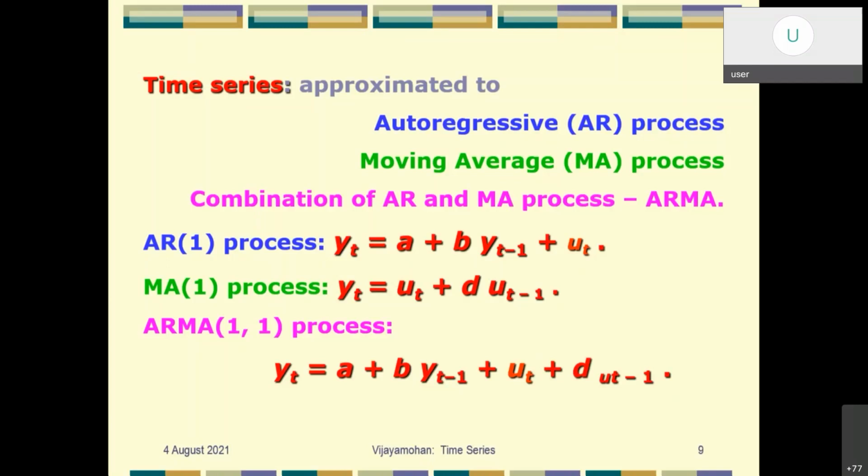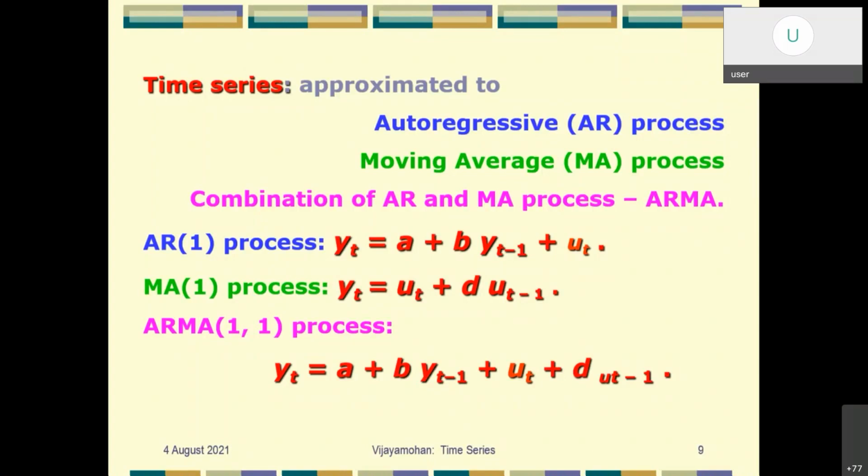Then, after nearly 10 years, in 1936, a very famous Russian statistician, Slutsky, formulated that a time series can be approximated as a moving average process. A moving average process, as I already told you, is a function of a variable in terms of a random variable and its own past values. That is yt in terms of epsilon t, which is a random variable, and its past values, epsilon t minus 1, epsilon t minus 2, and so on. So that is a moving average process.